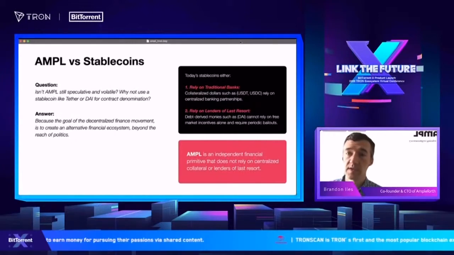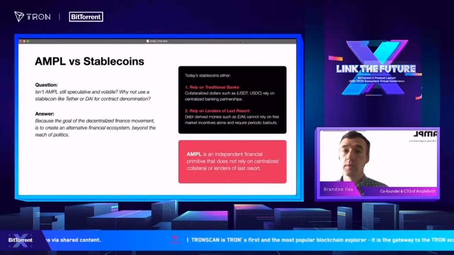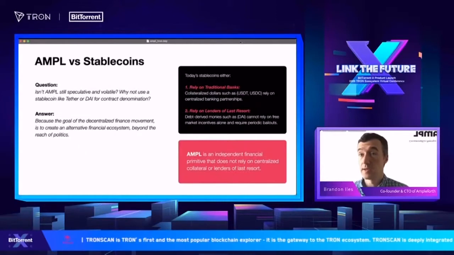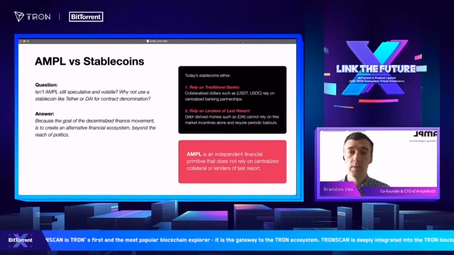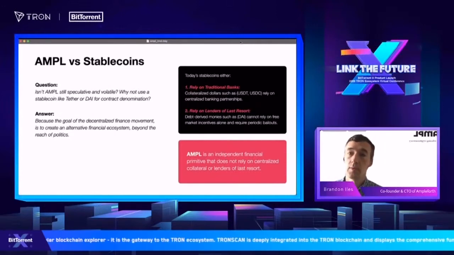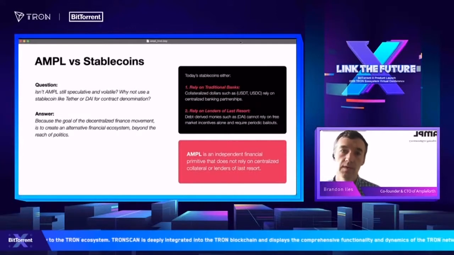So the first type of stablecoin, dollar collateralized stablecoin, Tether, that I'm sure you're all familiar with. They rely on centralized banking relationships, right? So there's a bank somewhere that holds the dollars behind the tokens. So that's a point of risk, right? A single point of failure and a single point of trust.